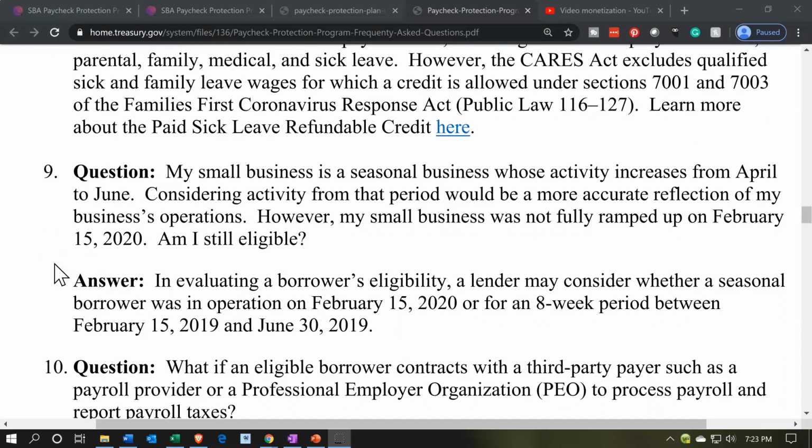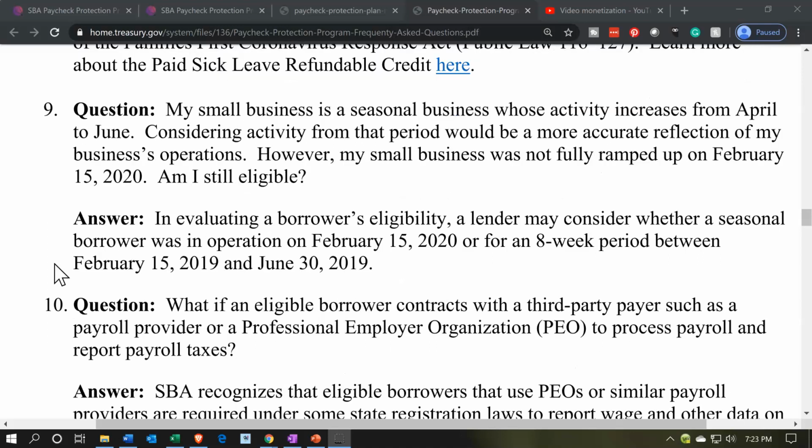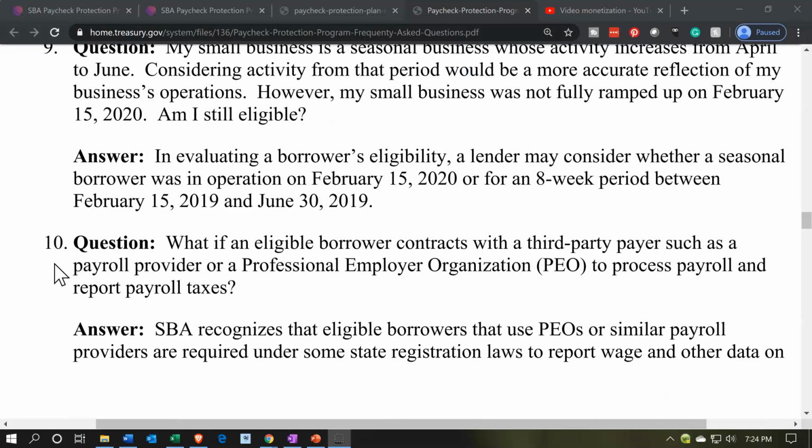Question 9: my small business is a seasonal business whose activity increases from April to June. Considering activity from that period would be a more accurate reflection of my business's operations. However, my small business was not fully ramped up on February 15, 2020. Am I still eligible? Answer: in evaluating a borrower's eligibility, a lender may consider whether a seasonal borrower was in operation on February 15, 2020, or for an 8-week period between February 15, 2019 and June 30, 2019.